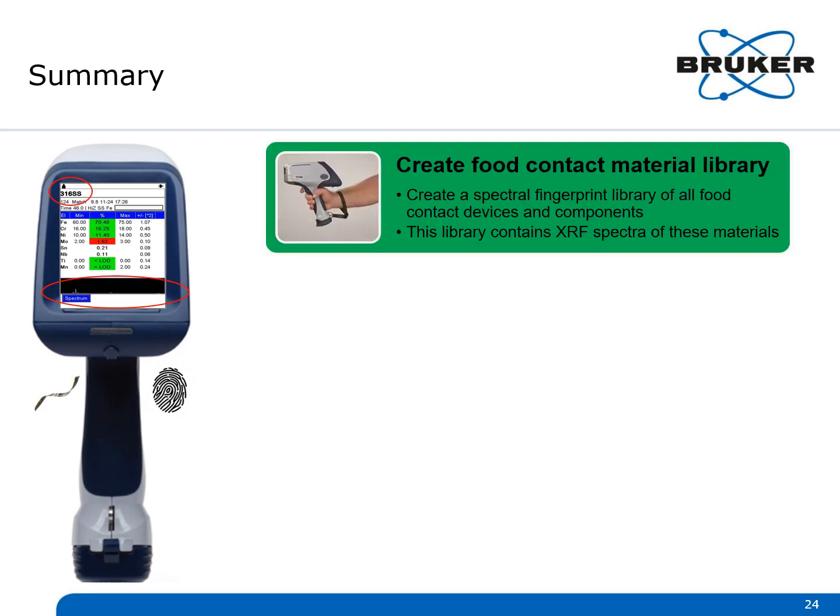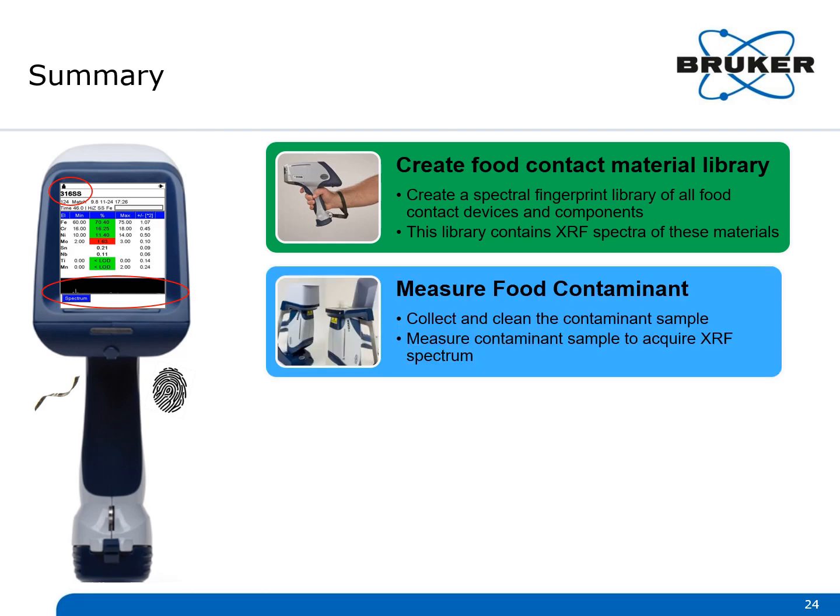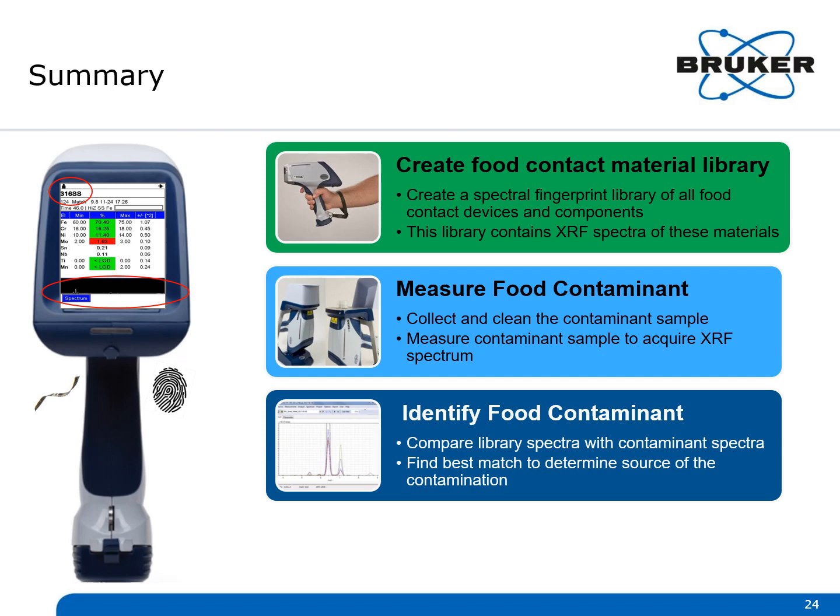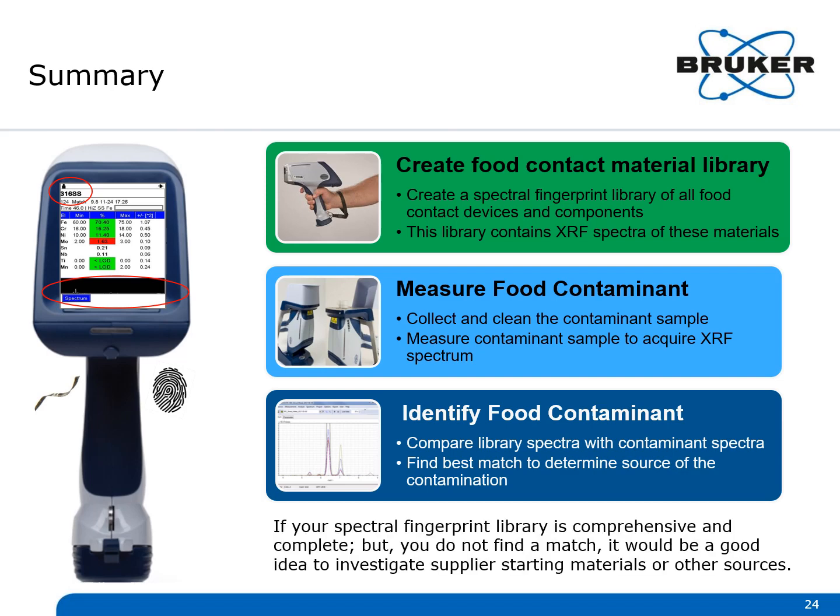The first one is to create a food contact material library. The second one is to measure the food contaminant. The final one is to identify the source of the food contaminant using Bruker's RTAX spectral matching software. If your spectral fingerprint library is comprehensive and complete, but you don't find a match, it would be a good idea to inspect supplier starting materials or other sources.